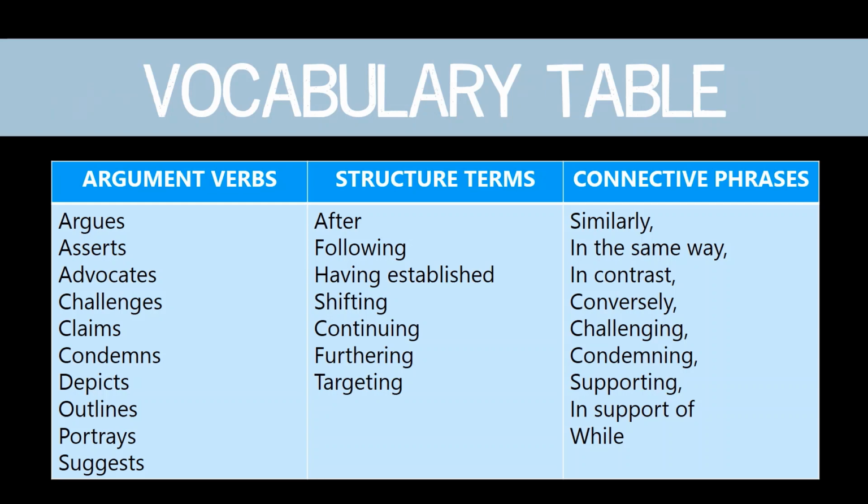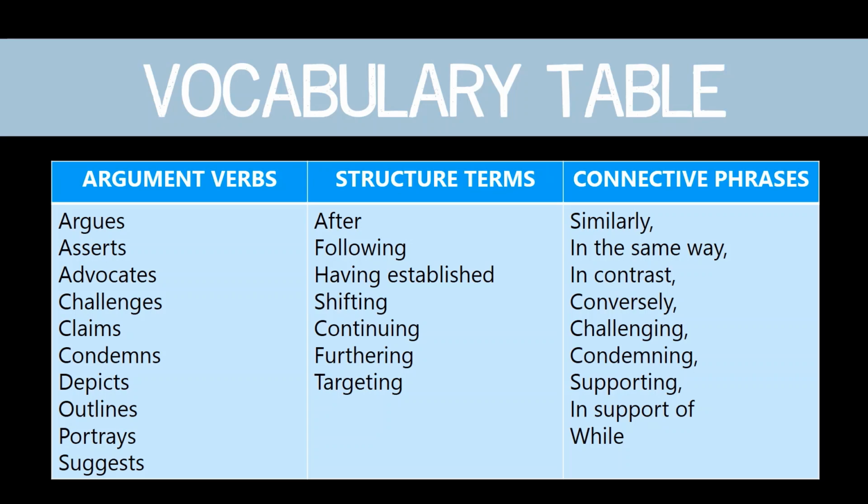And here we have a vocabulary table. My advice is for students to build their own. So the first column we have the argument verbs, and we have our argues, asserts, and advocates there, along with many others. We also find our structural terms in the middle column. Phrases such as after, following, having established, shifting, continuing, furthering, and targeting. We also have these connective phrases as well whenever we want to link or compare arguments.